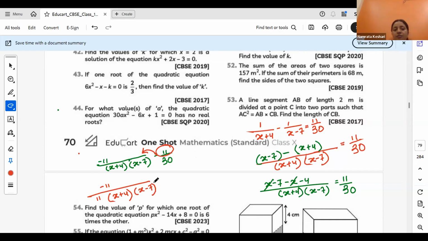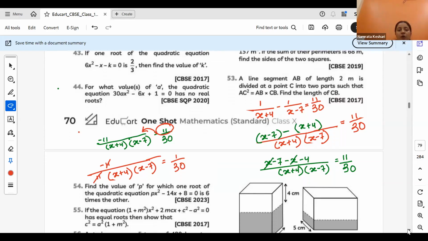Okay, if nothing will match, then you have to do crisscross, distributive property and all. But since 11 is matching and we are thankful that we are able to reduce the number. Okay, now this is what we are having.